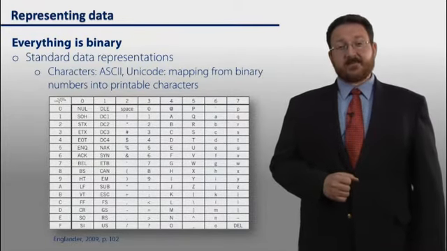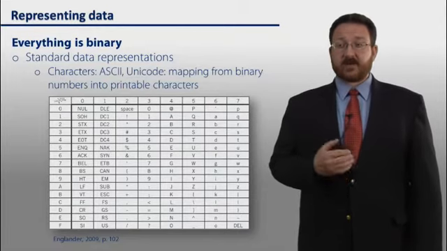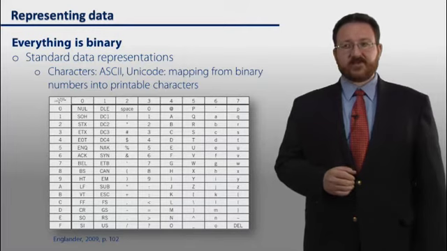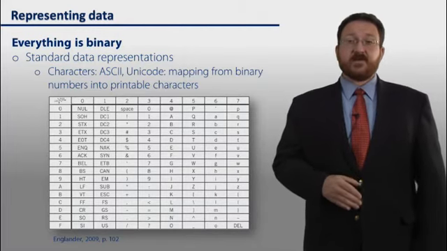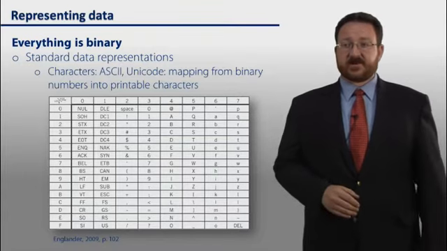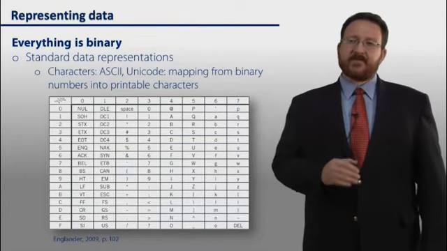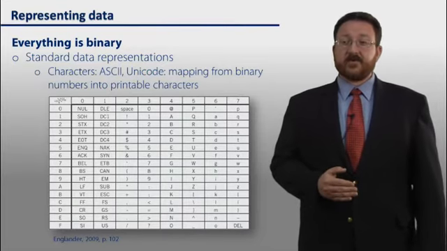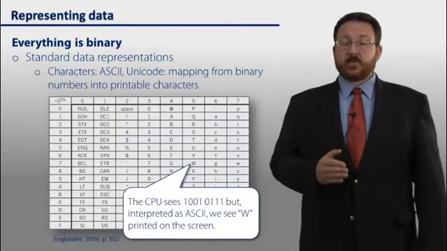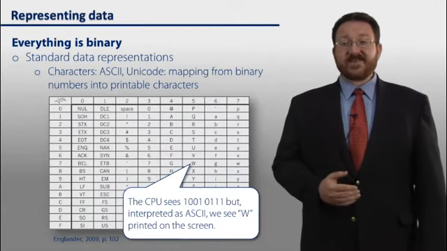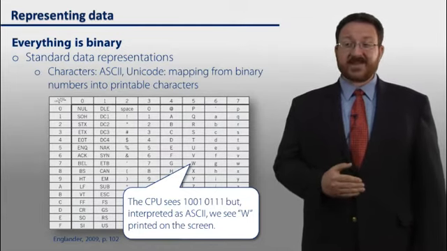There are two main mappings for characters in computer systems. There's ASCII, the American Standard Code for Information Interchange, and Unicode, the expansion of the ASCII character set for many different kinds of character sets. And these map the binary numbers into printable characters. So, for example, if we look at the character W, what the CPU sees is this binary digit. But what we see interpreted on the screen is the character W.